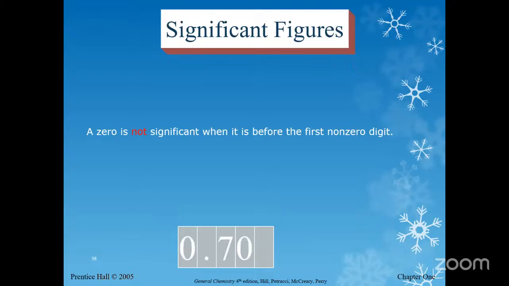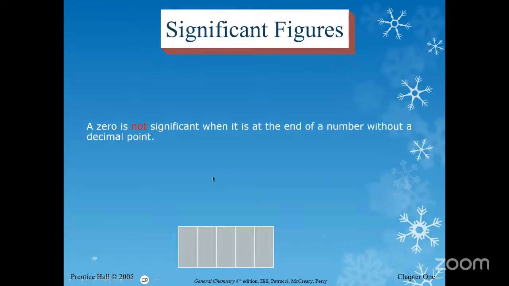Now, in this case, we have 2 types of zeros. We have the 0 that comes before the first non-zero digit, and we have a 0 that is sandwiched between 2 non-zero digits. So this 0 is not significant, but this 0 is. Therefore, the total number of significant digits here would be 3. Okay, and I think that's it for that rule.